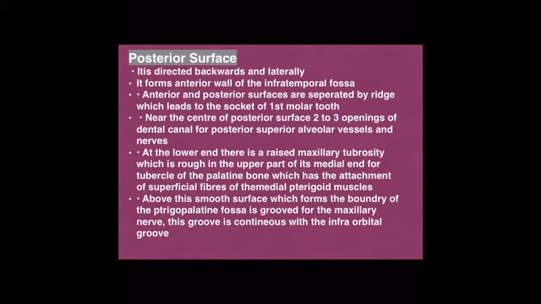At the lower end في النهاية السفلية there is a raised maxillary tuberosity which is true in the upper part of the middle and of the palatine bone which has the attachment of superficial fibers of medial pterygoid muscle. Above the smooth surface which forms the boundary of the pterygopalatine fossa is grooved for the maxillary nerve. This groove is continuous with the infraorbital groove.